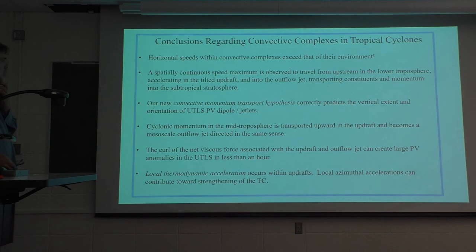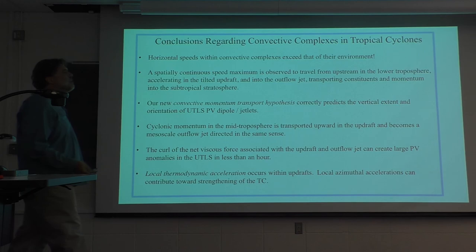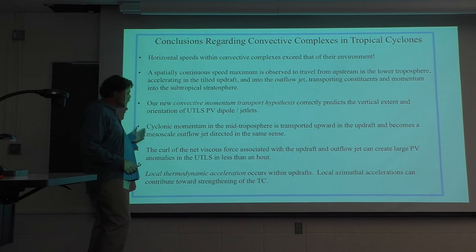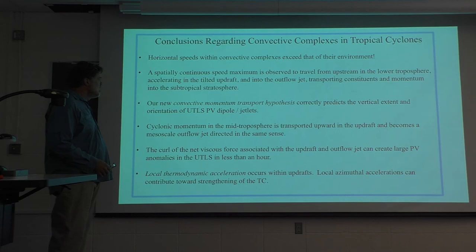So then this new convective momentum transport hypothesis does predict the vertical extent and orientation of the PV dipole jetlets. It's just the difference in momentum. So the vortex tilting theory can't do that. And then in general, in tropical cyclones, cyclonic momentum in the mid-troposphere is simply transported upward in the updraft and becomes a mesoscale outflow jet directed in the same sense, which is opposite to the ambient flow.